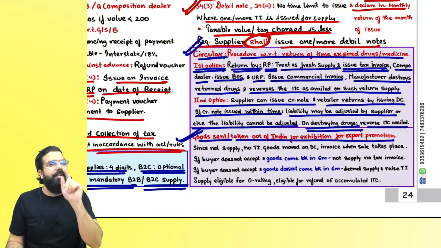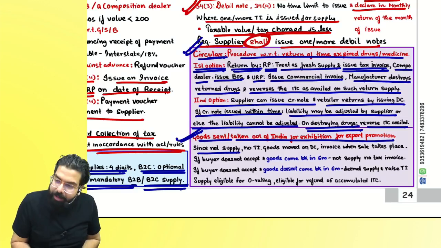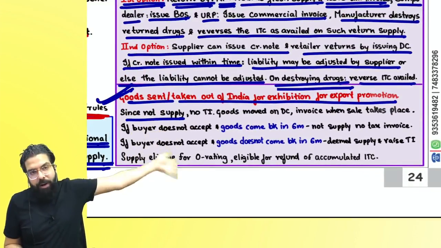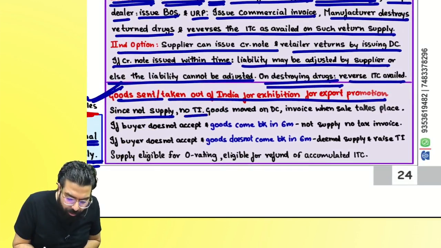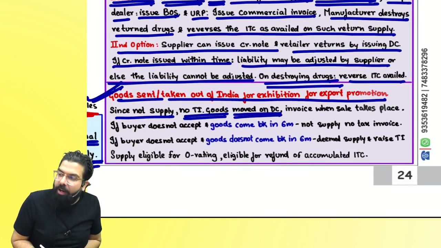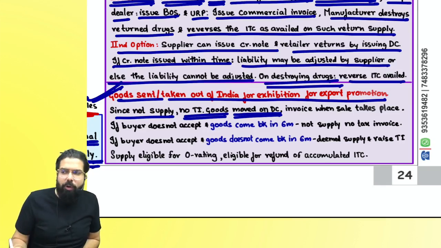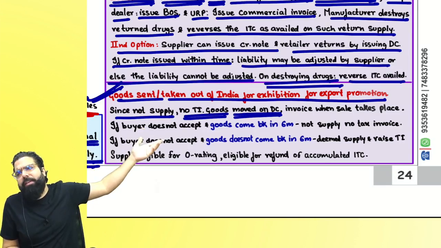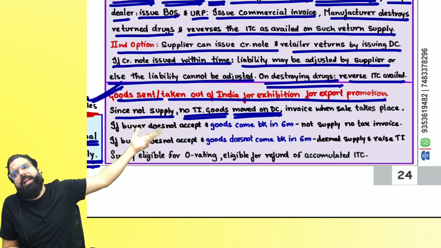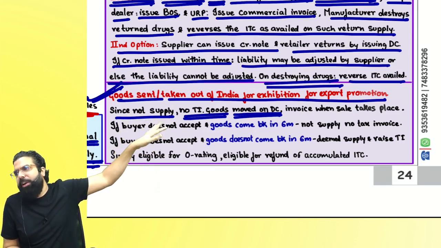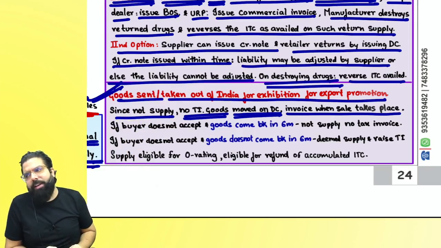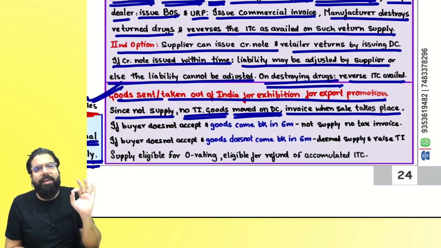Now the next one over here is goods sent or taken out of India for exhibition or export promotion. Government goes ahead and says, since you are taking it outside India, that time it is not a supply. You are taking for export promotion or for approval, that time it is not supply, no tax invoice, goods can be moved on delivery challan. So when you are taking it outside India for approval or return basis, basically might be for an exhibition, government is telling when you are taking it, that time the sale is not materialized, so it is not a supply, take it on the basis of a delivery challan. Done, everyone. When sale takes place, then you can go ahead and raise the invoice.